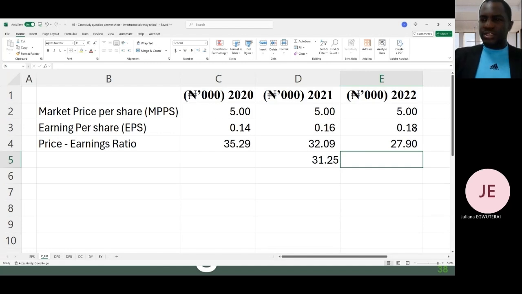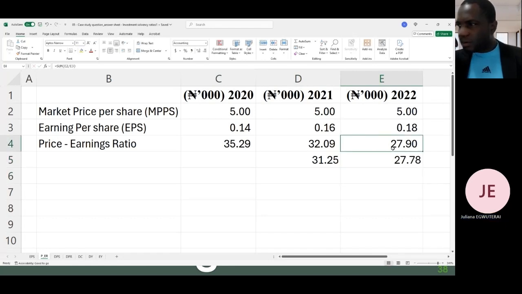The difference is not much, 27.90. You gave a figure. What did you have for 2022? 27.78. Okay, so 78. Okay.